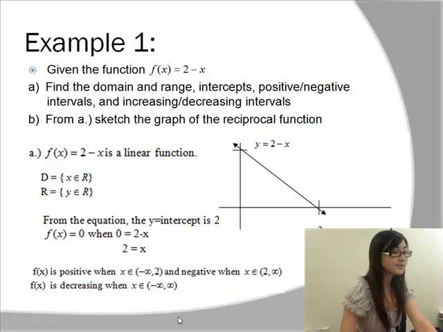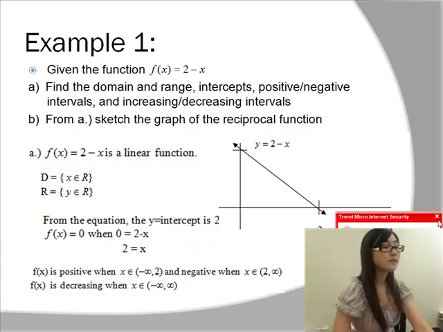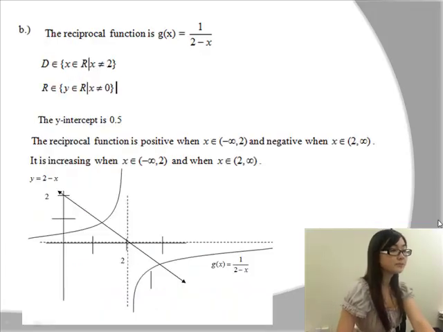From the equation, we can see that the y-intercept is 2. And so is the x-intercept, it's also 2. f of x is positive when x belongs to from negative infinity to 2, and negative when x belongs to from 2 to positive infinity. It is decreasing for all x.